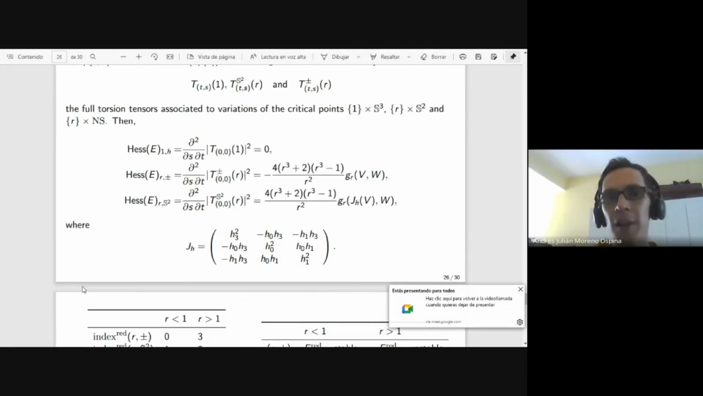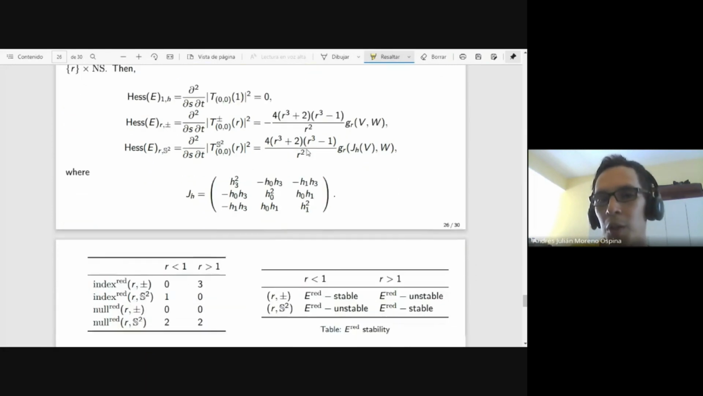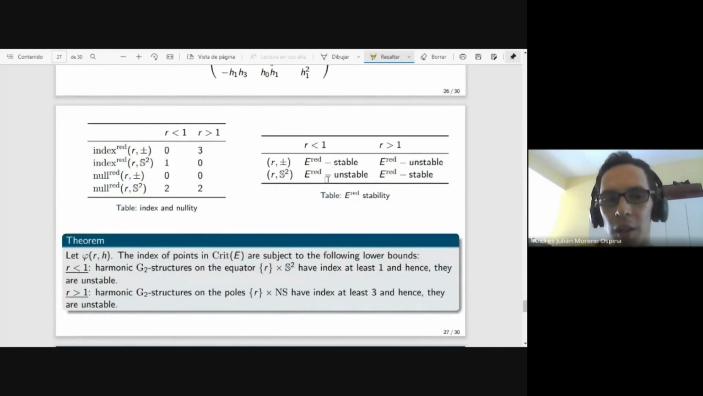Yes, you have the family of your critical points, right? So you have the corresponding torsion for this family of critical points, and you compute in these three cases the second variation, and the positivity of the negative of this second variation will depend on the value of R. So the conclusion is that, depending on whether R is lower than 1 or greater than 1, your critical point is stable or unstable.